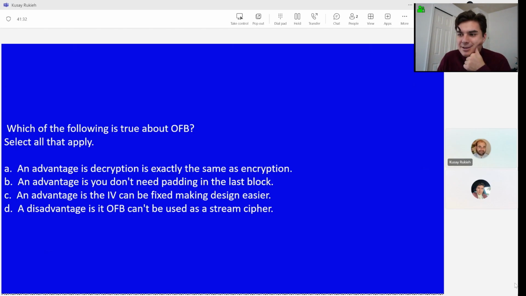And B, you don't need padding because it's a stream cipher, not a block cipher. With stream ciphers, you don't need any padding. So we know D is not correct then, and I'm going to say A and B. That's correct. A and B, correct.